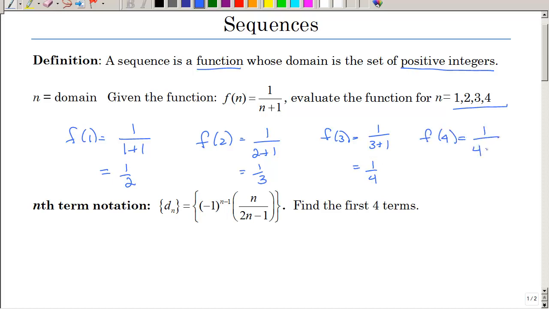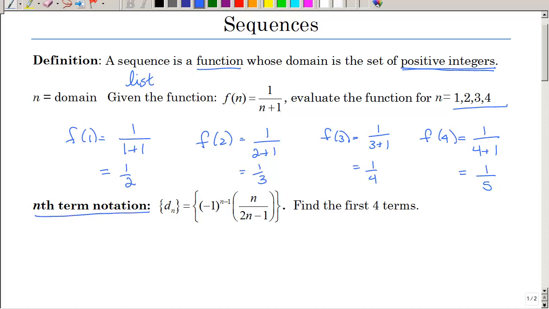In fact, this chapter is going to be about numbers and their patterns. Our domain, again, is just the set of positive integers, not negative, not fractions, not decimals. A sequence is really just a list. Now let's look at some different notation called nth term notation.